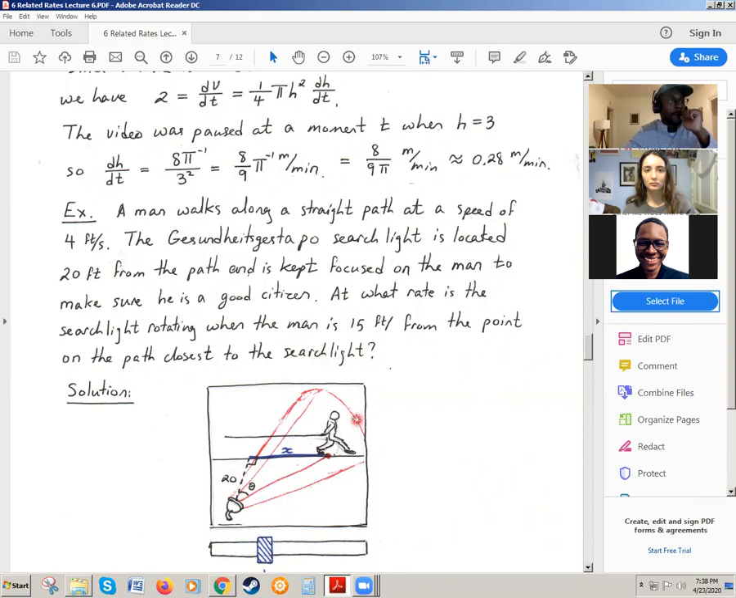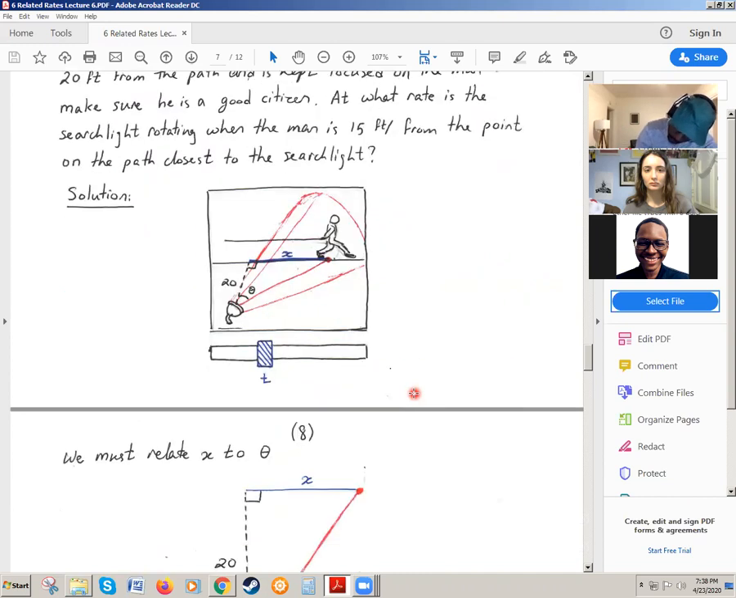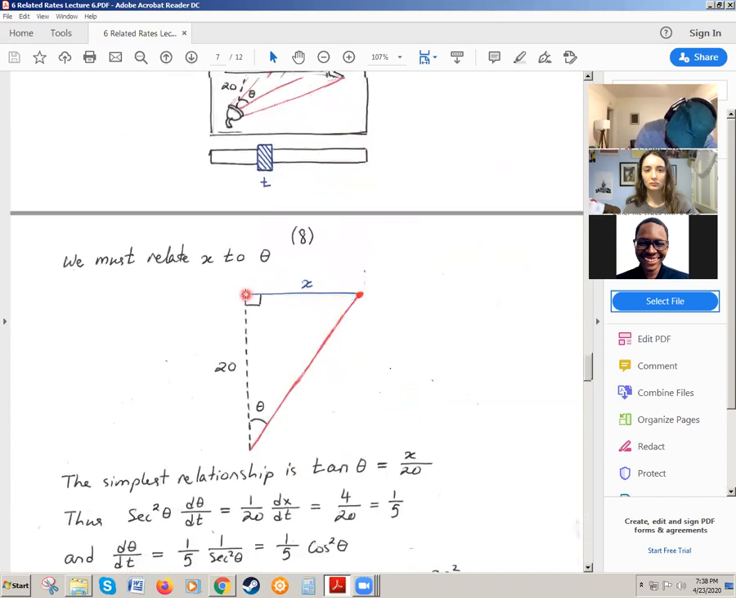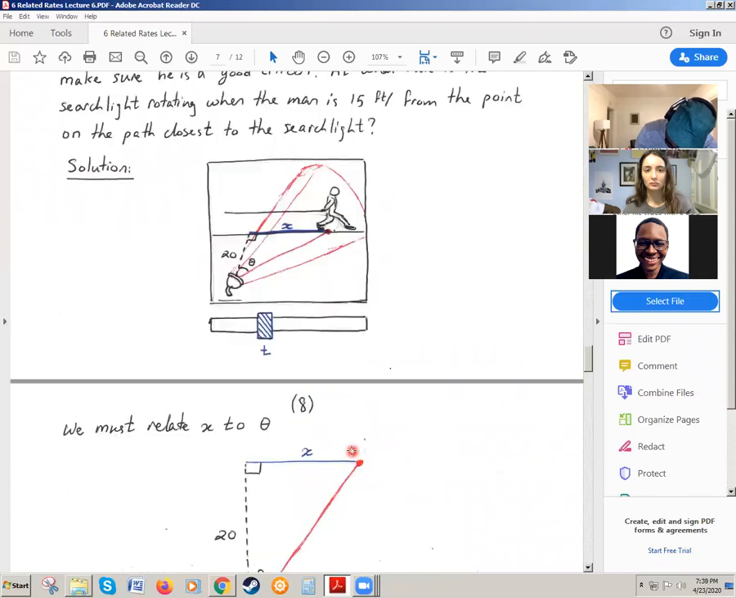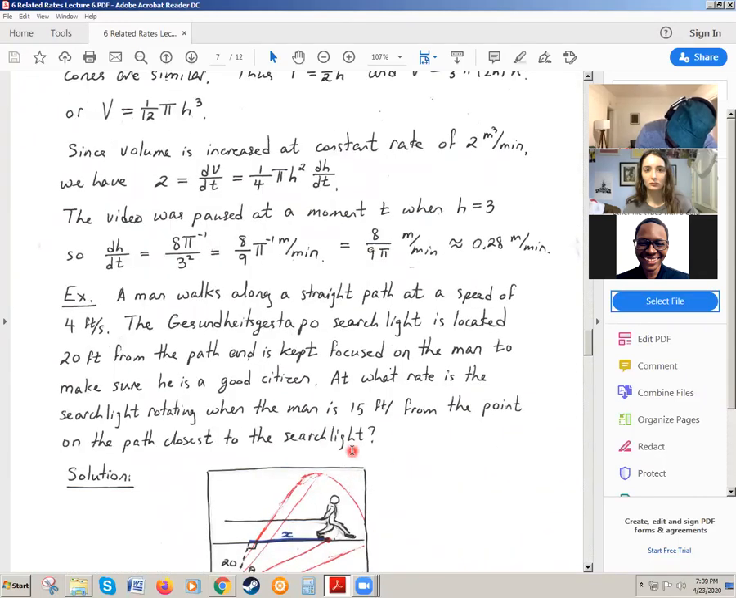Brilliant. So the relationship between theta and x, the simplest relationship: I could have related x to this growing line, right? But this is changing. It's not nice. I prefer to relate x to 20. So x divided by 20 equals tangent theta. Here is that picture. X over 20 is tangent theta. And then your goal is to figure out d theta dt, correct, when x is 15, given this information. Go ahead and calculate.